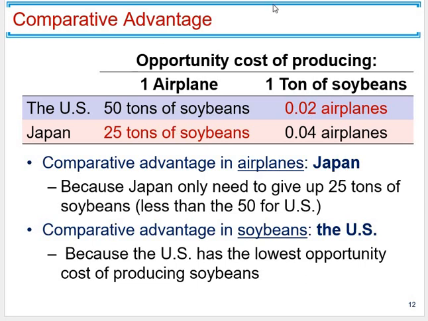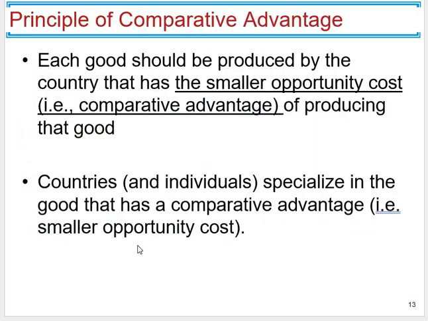So that's what this table is trying to say. And that's how we can identify which country has the comparative advantage in a certain industry. We just compare the 2 numbers within each industry. Whichever country has a smaller number has a smaller opportunity cost, and that means it has a comparative advantage.